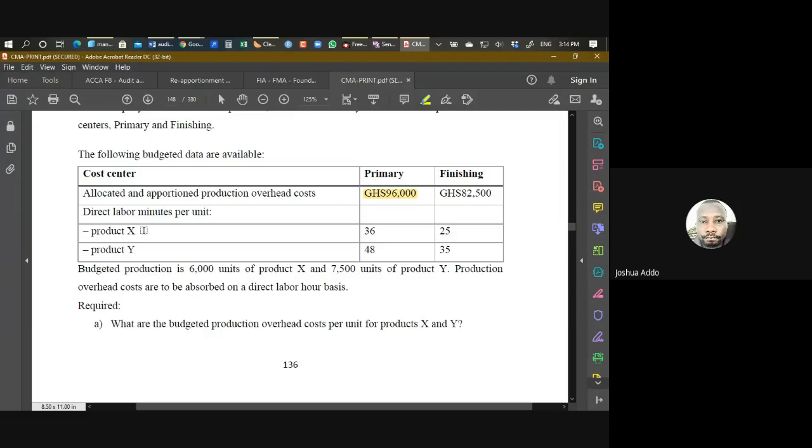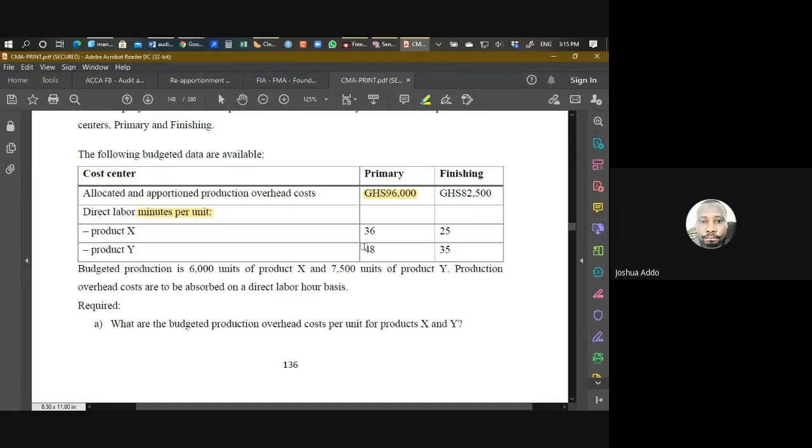So 1 unit of x. Remember the headings. Every part of the question should be read with the mind to understand what the question says. Minutes per unit. So this is 1 unit of x. It takes 0.6 hours in primary department. We want to calculate the total hours in primary. Then let's do the same exercise for y. Tamara, you do the same thing.